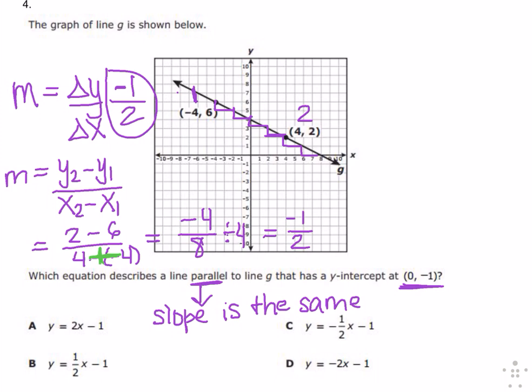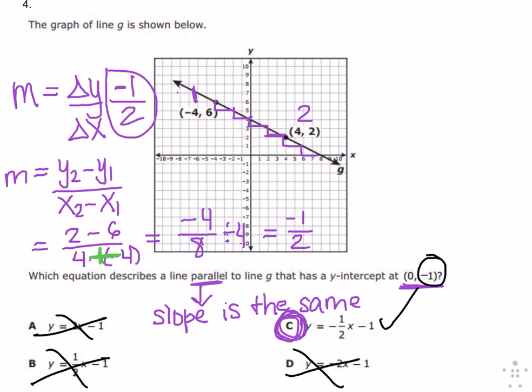Okay, so it says which equation describes a line parallel to line G with a y-intercept of (0, -1). Let's look at whichever answer choice gives us a slope of negative 1/2. A doesn't work. B doesn't work because that's a positive 1/2. C works, and it has the y-intercept of -1. D doesn't work. So the correct answer is C, because our slope is negative 1/2. And if they're parallel, then they have to have the exact same slope.